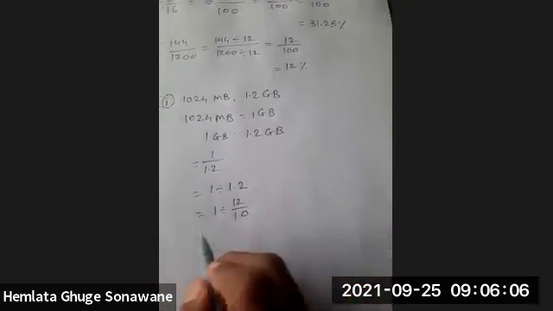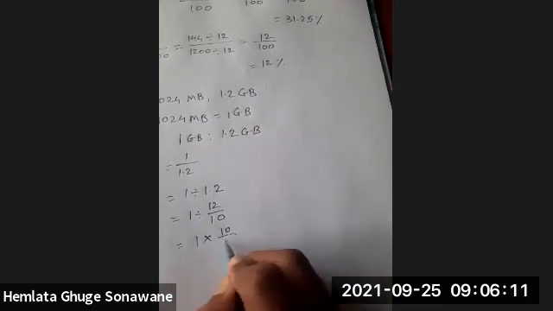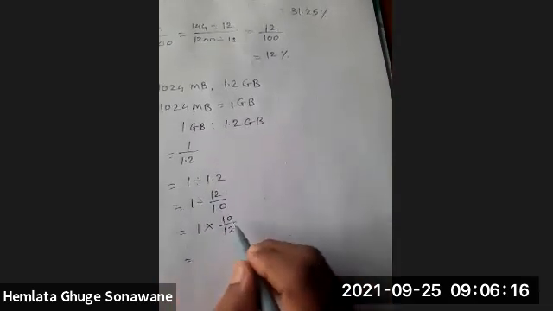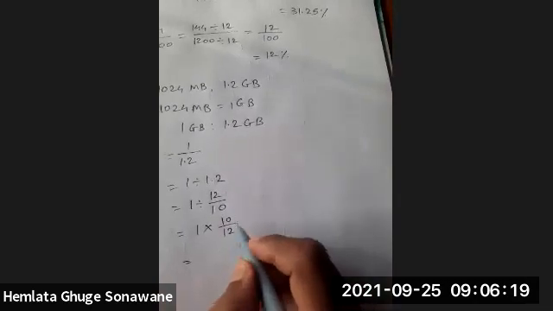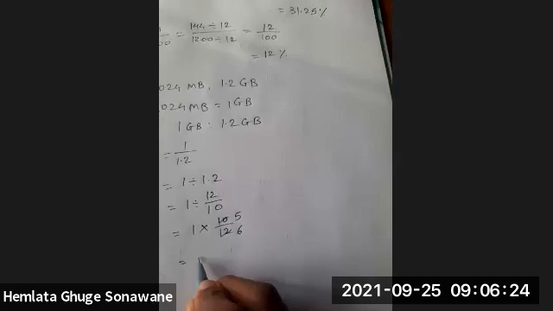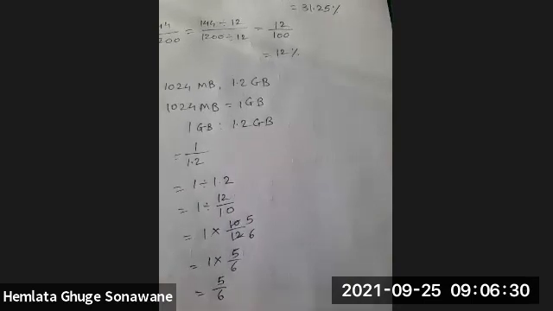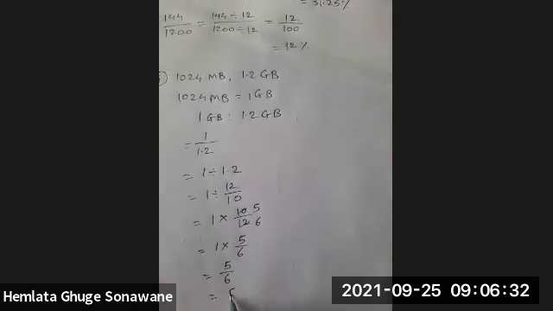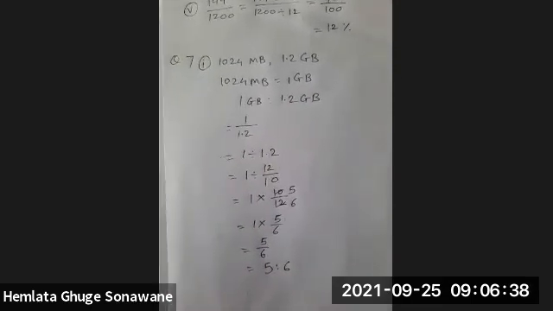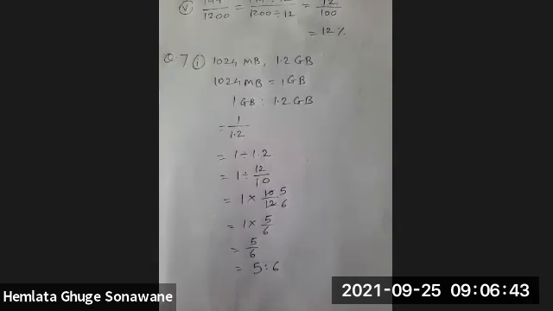Now we'll convert it into multiplication form. So it becomes 10 upon 12. And if we simplify this, we'll divide it by 2. 2 5s are 10 and 2 6s are 12. So 1 into 5 upon 6, that becomes 5 upon 6. Therefore, the given ratio is 5:6. Let's go through the solution.